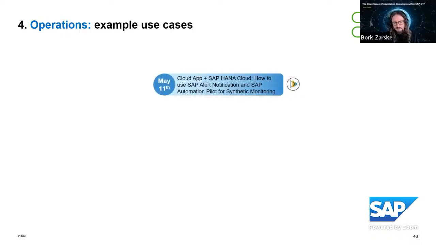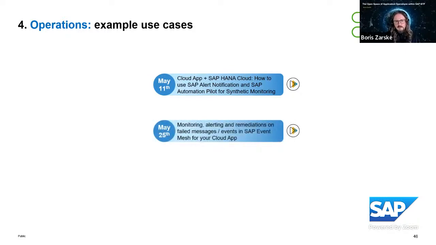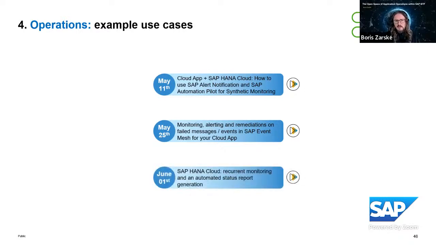For that, my colleague Bisa Simonov will also come up with a lot of examples, with a lot of demo use cases. The first one starting on May 11th, where we will take a look at a typical cloud application using HANA Cloud and outline how you can use those services for synthetic monitoring. Then 2 weeks later, we will have a session around monitoring, alerting, and remediation for failed messages and events in SAP Event Mesh. And on the 1st of June, we will have a session around SAP HANA Cloud, where you can create monitoring and status reports automatically as well.